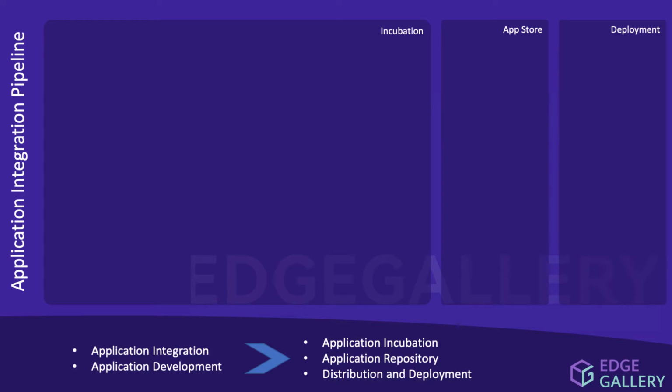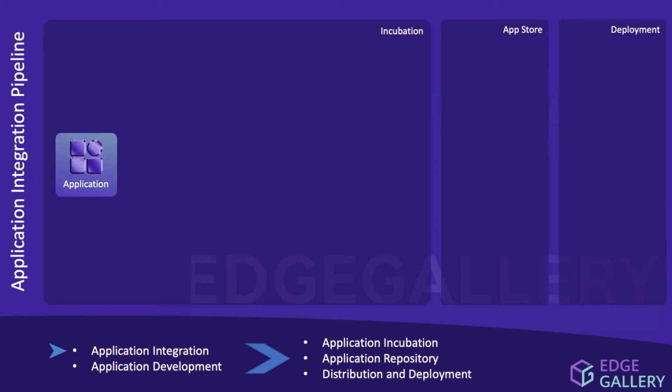There are two user scenarios supported by EdgeGallery. Scenario 1 is application integration, wherein an application vendor wanted to integrate his existing application with EdgeGallery. Second user scenario is application development, wherein an application developer wanted to leverage EdgeGallery provided capabilities to carry out his application development and deployment. Application integration, or application development in EdgeGallery, is performed in three phases, including application incubation, application repository, and application deployment. We'll look into the application integration flow.